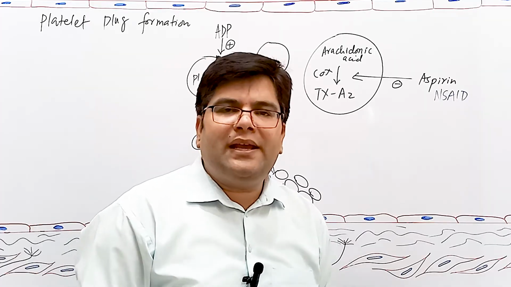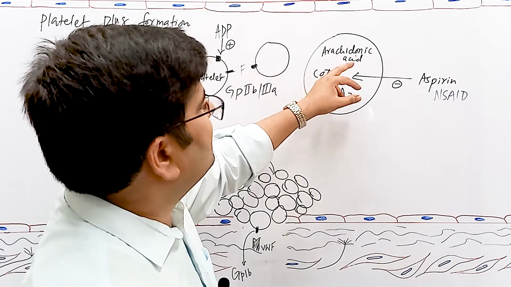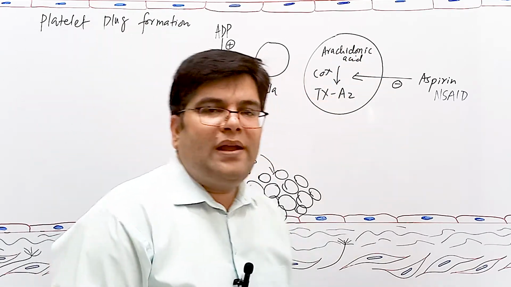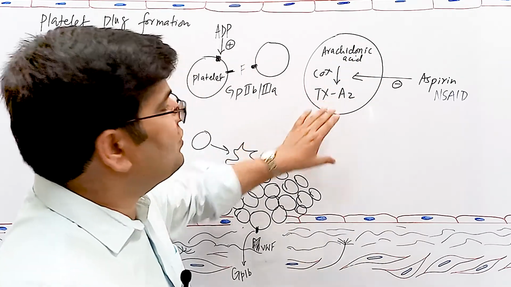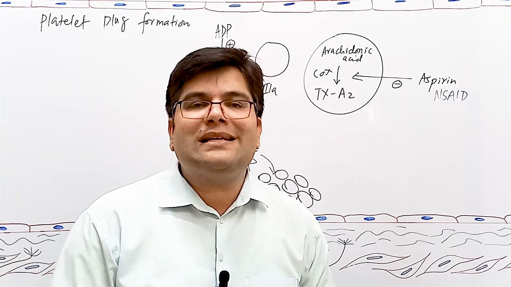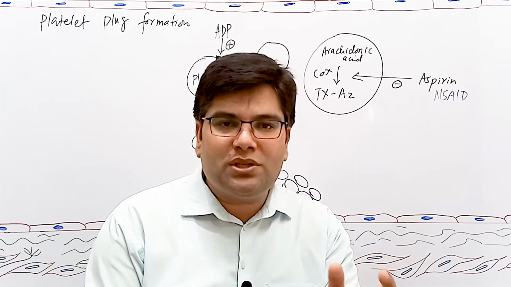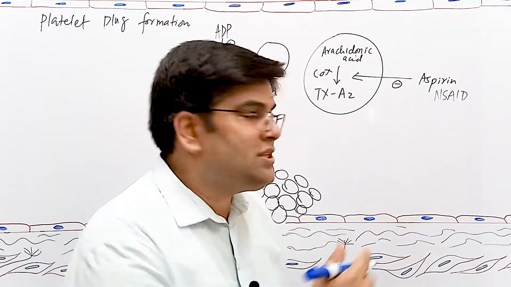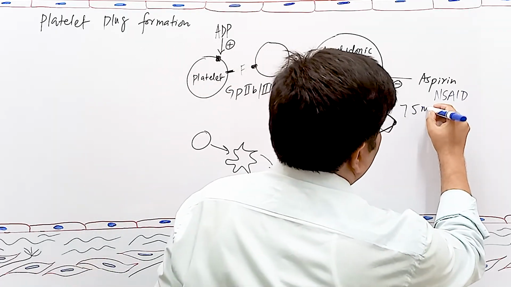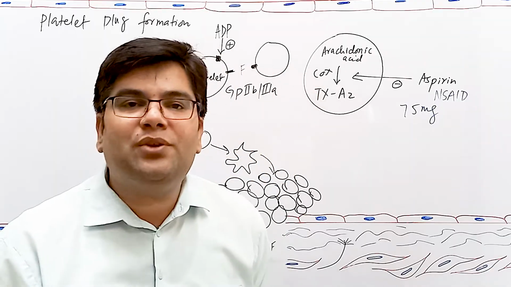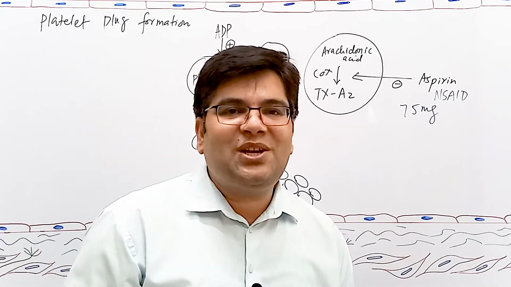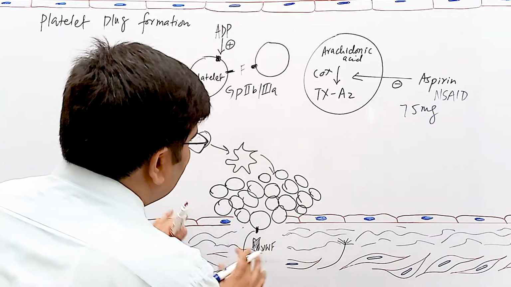Arachidonic acid is a fatty acid which is released from the phospholipids in the cell membrane of the platelets. When there is less formation of thromboxane A2, there will be less activation of platelets, and hence the platelet aggregation process will be decreased. This is why usually in cardiac patients 75 milligram of aspirin is given daily to decrease the possibility of thrombosis.